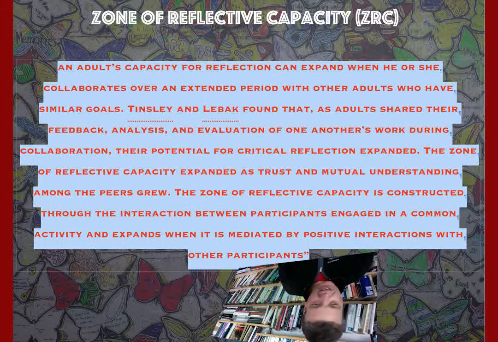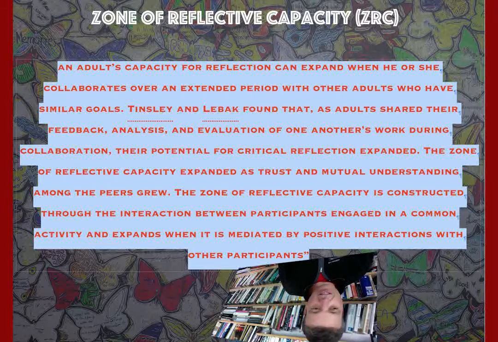And this zone, they say, and I'm quoting, shares the theoretical attributes of the zone of proximal development, but is a more specifically defined construct, helpful in describing and understanding in a way an adult's capacity, I think this applies to kids as well in my experience, but it's slightly different with teenagers. We'll be talking about the differences between adults and teenagers later down the line in another lecture. Okay, but an adult's capacity for reflection can expand when he or she collaborates over an extended period with other adults who have similar goals.